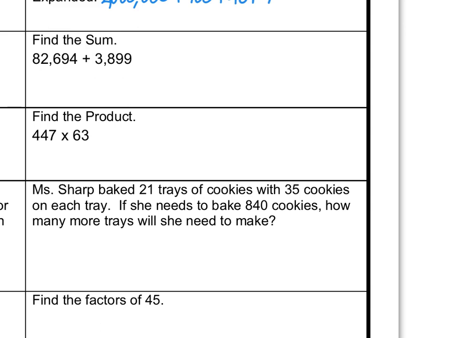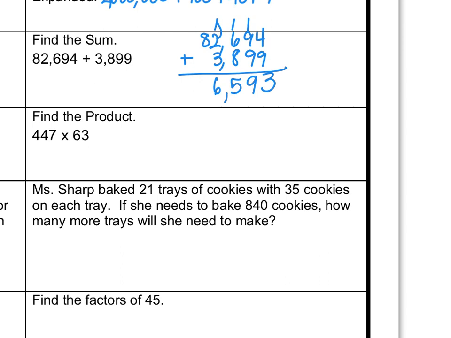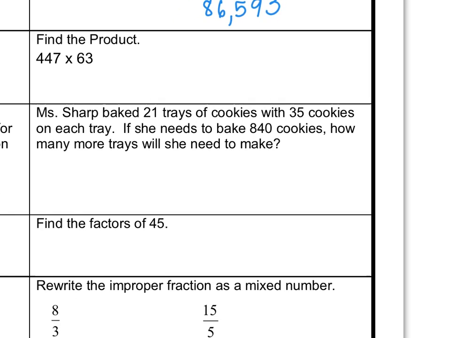Find the sum, 82,694 plus 3,899. 4 and 9 is 13. 9 and 9 is 18, plus 1 is 19. Now 6 and 8 is 14, plus 1 is 15. And if I give the 1 to the 2, I've got 3 plus 3, which is 6, and 8 plus 0, which is 8. So we've got 86,593. All right, now let's move to the next one.